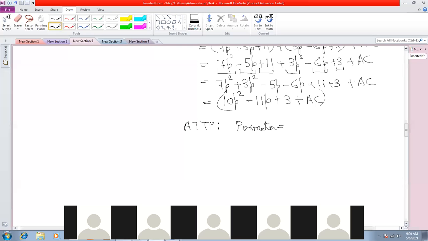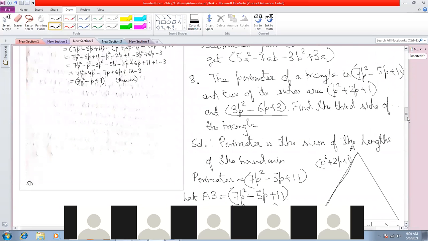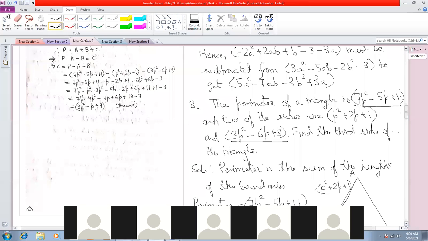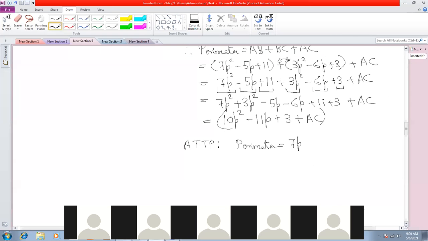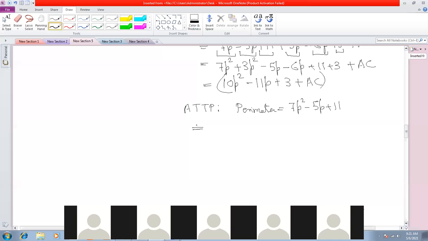How much is the perimeter given according to the problem? Perimeter is this, right? 7p square minus 5p plus 11. Now, what is the perimeter we have found above? This. So we write this here: 10p square minus 11p plus 3 plus AC. This is the perimeter, and this must be equal to 7p square minus 5p plus 11.